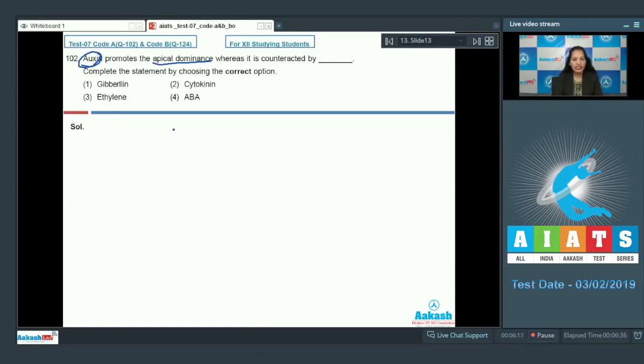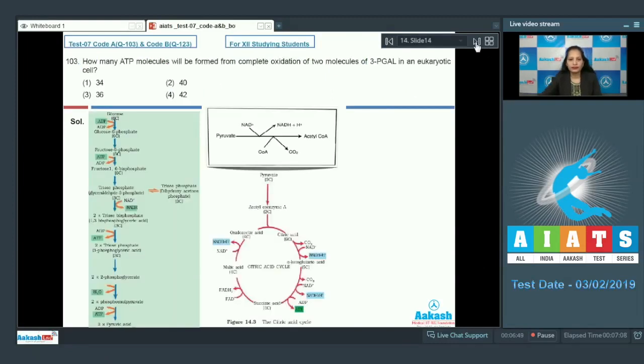When it is present at the apical position, it is dominant. It will prevent the proliferation of the lateral buds. So this apical dominance is due to auxin and it is counteracted by cytokinin. So the correct option for the given question is option number 2. Let's move on to the next question.